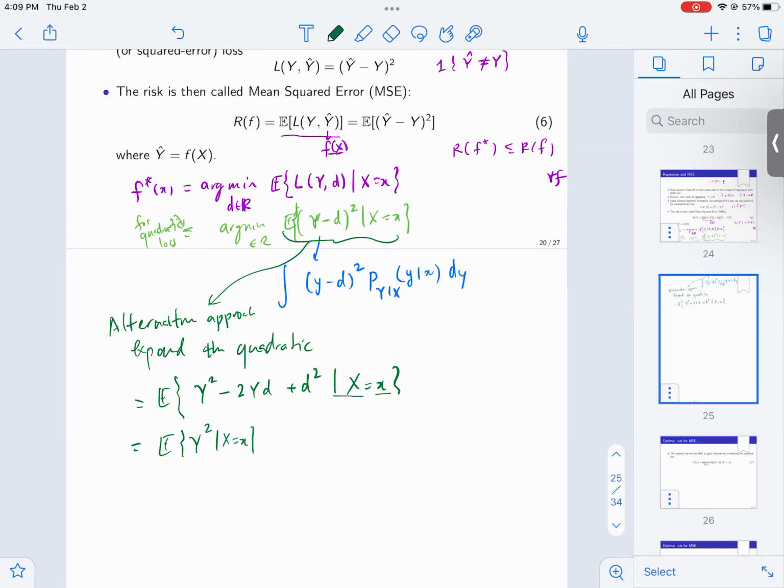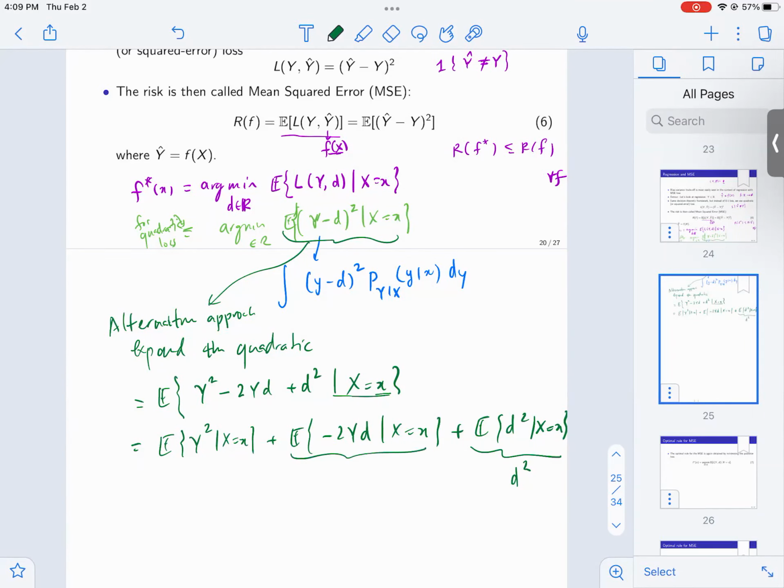You can just imagine this conditioning everywhere. And then what? Minus, I would say, plus the expectation of the other term, minus 2yd given x equal to x, plus the expectation of d squared. This is linearity. So what is the simplest term? It's going to be d squared, because d squared is constant here.